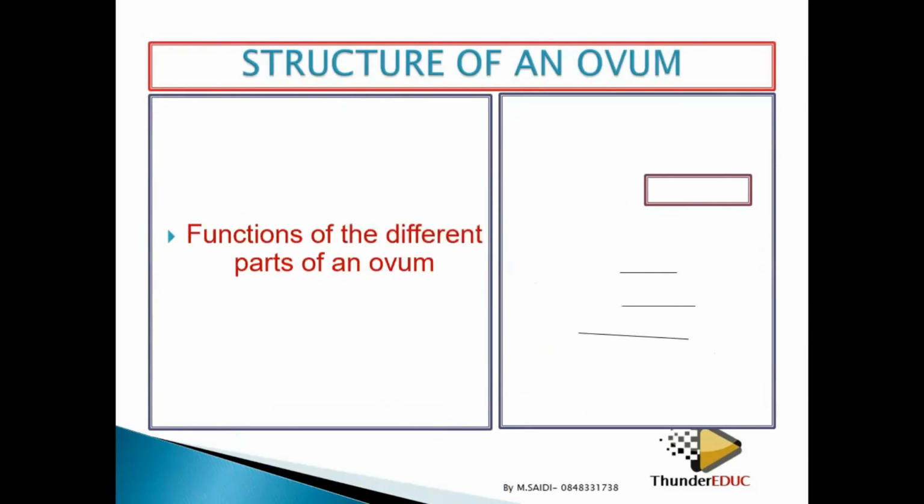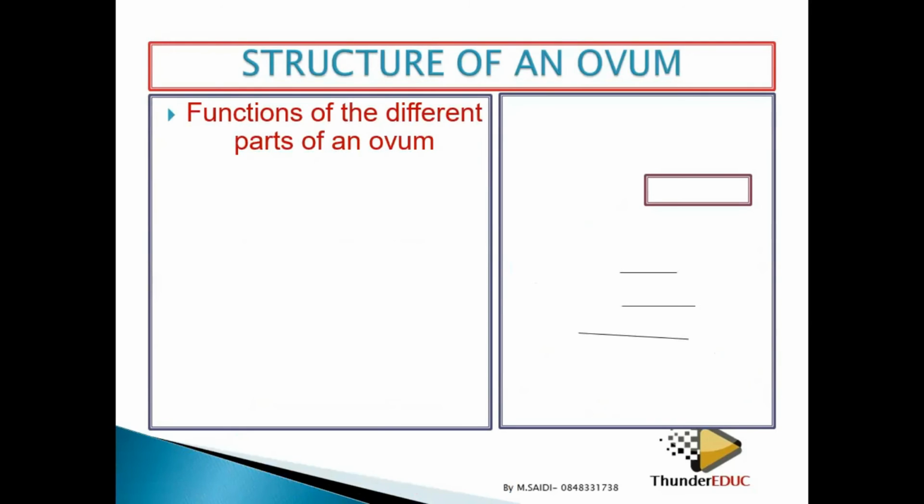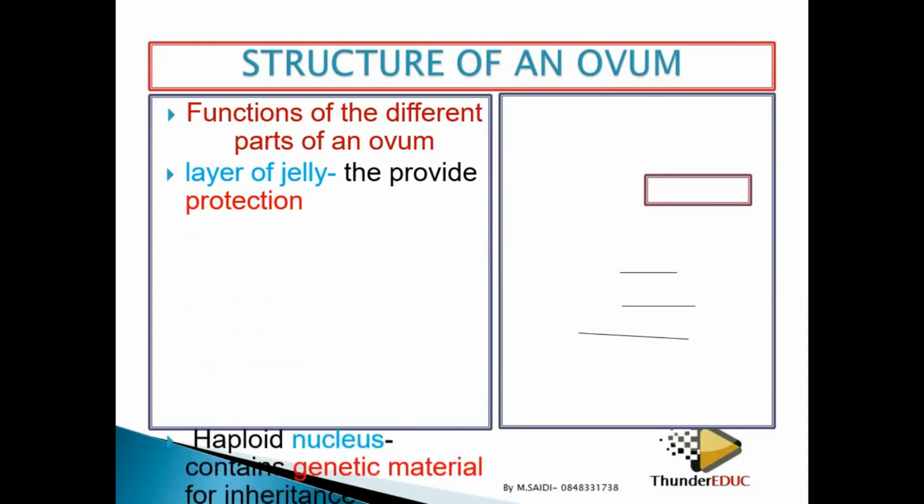Then let's look at the structure of the ovum. For the structure of the ovum, you don't need to talk about the detailed parts. We want to talk about a few parts of the ovum and their function. The gel-like structure is the outside part of the ovum, which protects. Don't talk about the zona pellucida. We just talk about the gel-like layer, which combines all those layers included there. Those other parts, you will see them when you go to the university.